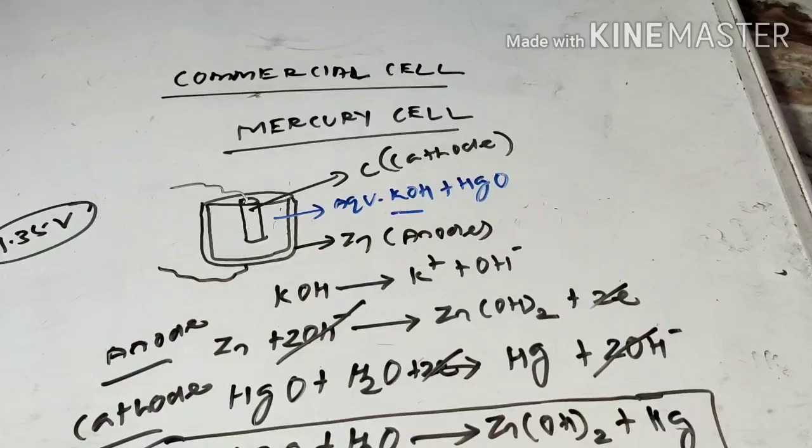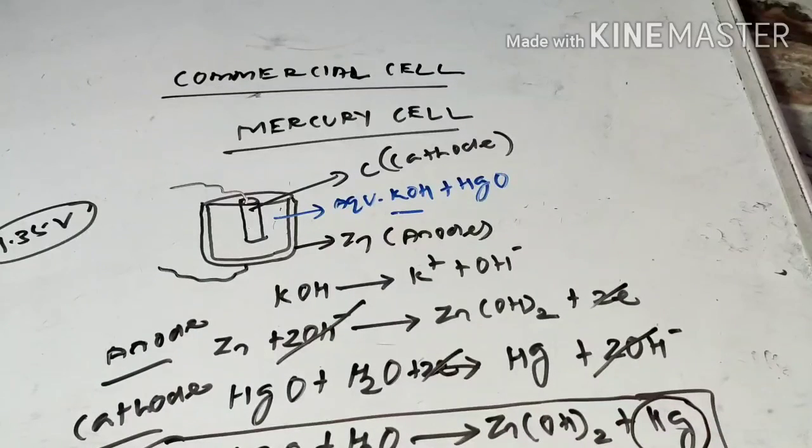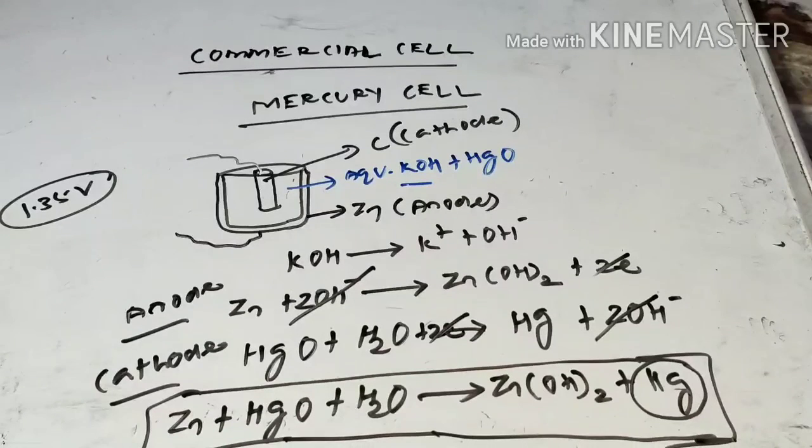But this type of cell is not environmentally friendly because the mercury which is released is highly poisonous and may also cause tumors. The main cause of the tumor is the mercury, and due to this reason nowadays we want to reduce the use of mercury cells. So this is all about your primary cell. In the next class I will tell about the secondary cell.